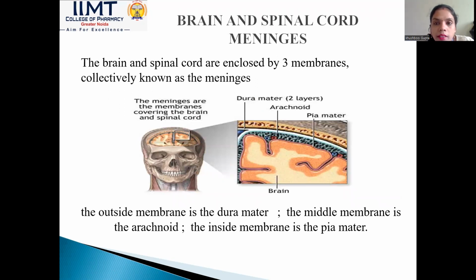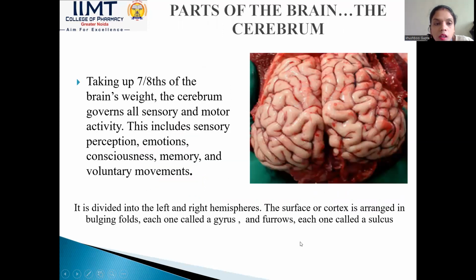The brain and spinal cord are enclosed by three membranes which are known as meninges. These three membranes are: the outer layer is dura mater. As you can see in the picture here, the outer layer is dura mater, the middle membrane is arachnoid, and the inside membrane is pia mater.